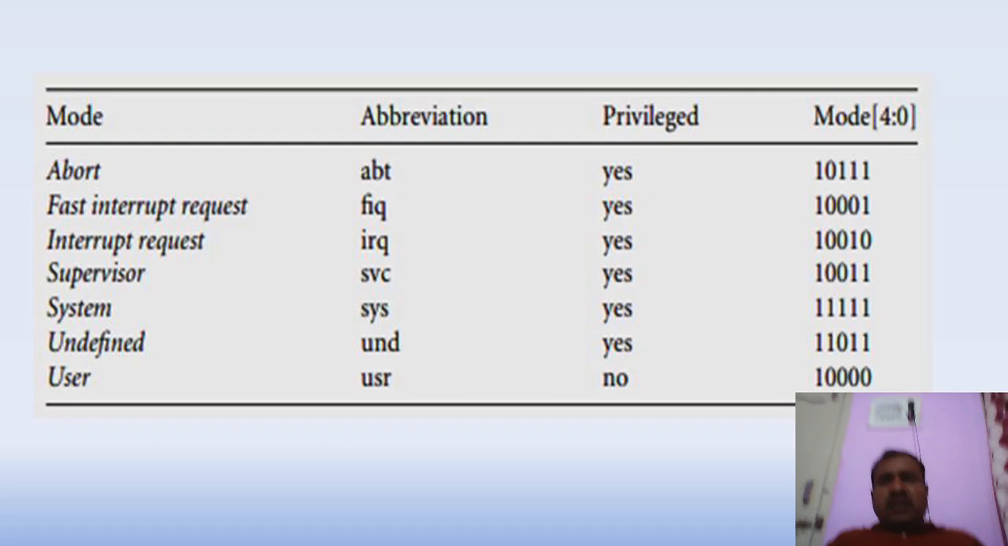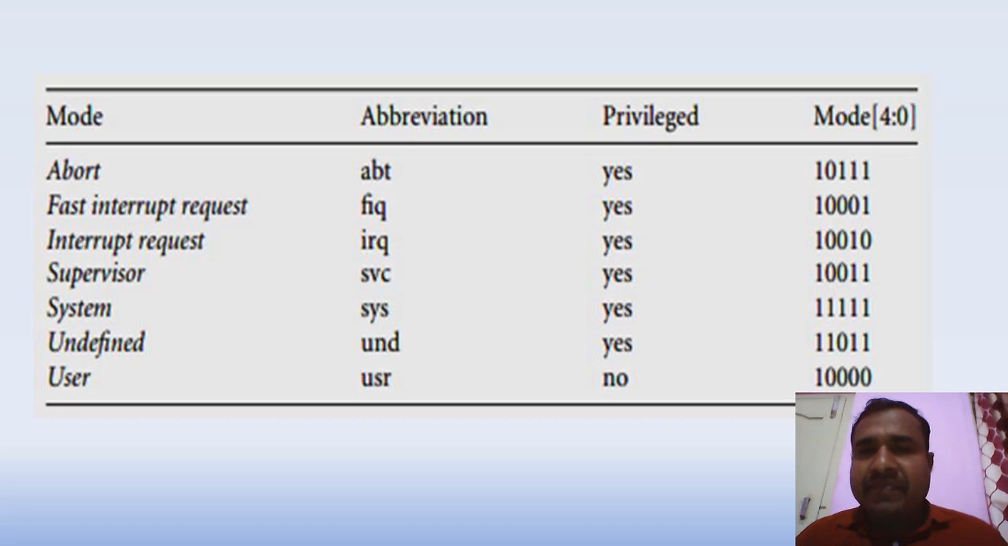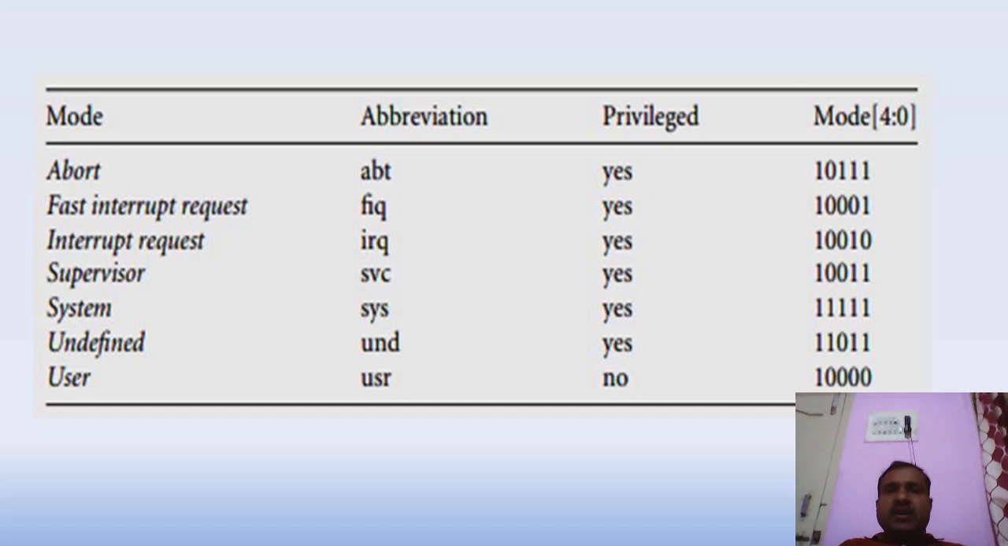Now this table lists all the modes. For abort mode, the abbreviation is ABT. Is it privileged? Yes, it is privileged. And what are the mode bits? It is 10111. And next is fast interrupt request. The abbreviation is FIQ. Is it privileged? Yes, it is privileged. And the mode bits are 10001. IRQ, that is interrupt request.